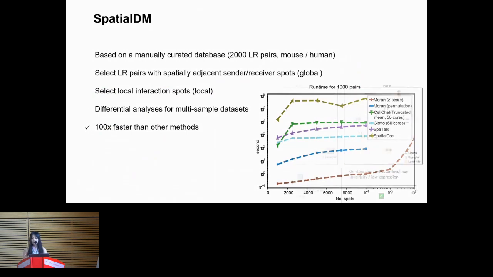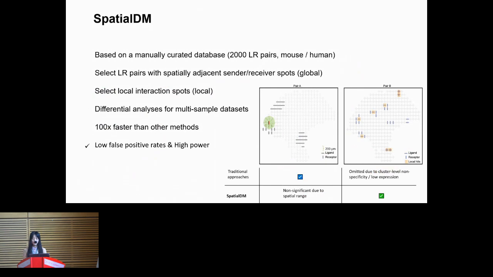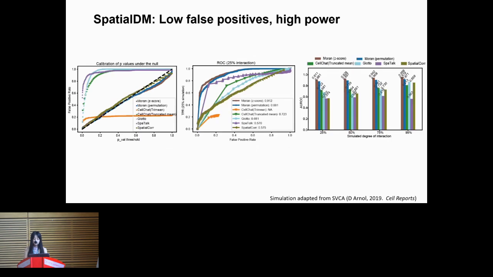And as mentioned, it gets rid of the arbitrary clustering and annotation. So it's expected to have low false positive and low false negative rates. And we tested using our simulated data. And indeed, only SpatialDM, a new method SpatialCorr, have nice control over false positives, shown on the left panel. The middle ROC panel shows our methods have the highest power in one simulated scenario, and it holds true across other simulated scenarios shown on the right panel.